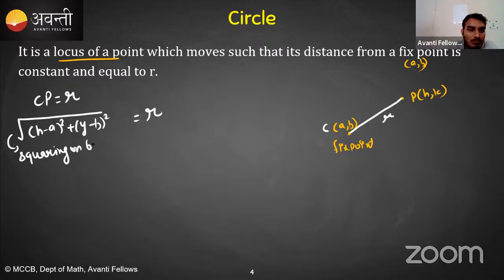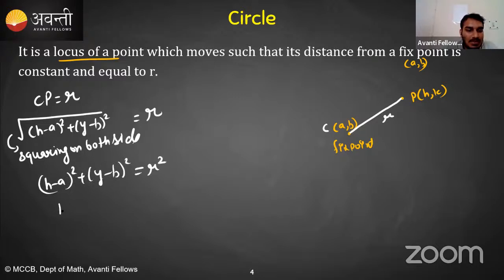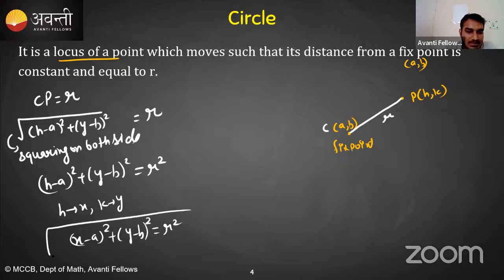Now squaring on both sides, what will you get? H minus a whole square plus y minus b whole square is equal to r square. Now replace h with x, k with y. So it is nothing but x minus a whole square plus y minus b whole square is equal to r square. This is the locus which we are naming a circle. Why circle? Because when you get all the points which are at an equal distance, one point like this, one point here, one point like this, and you sketch all those points, you will get a curve that is a circle.